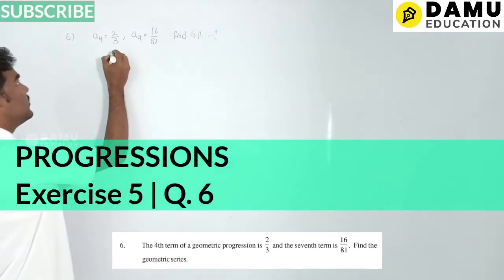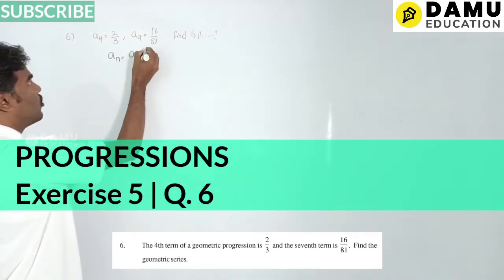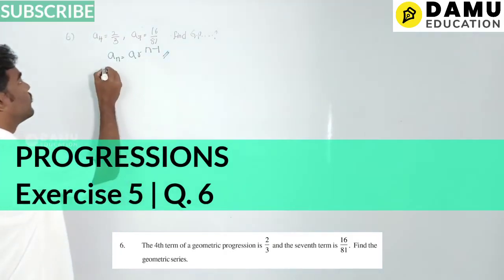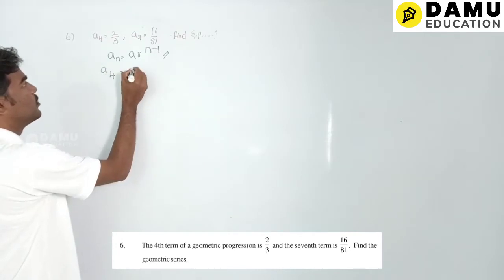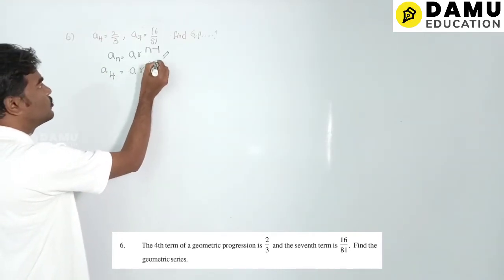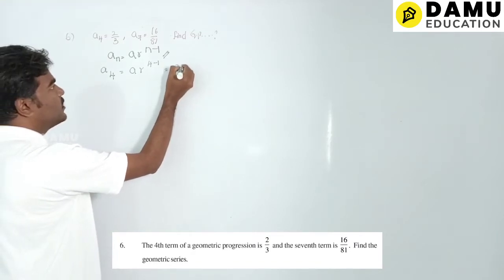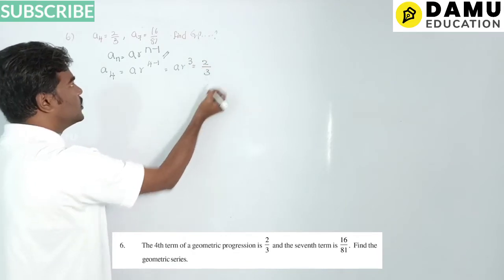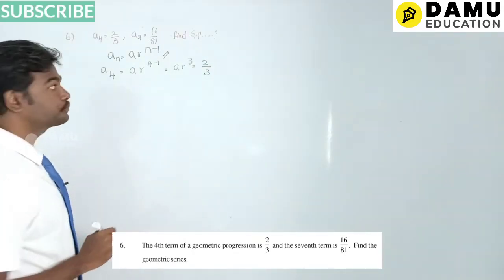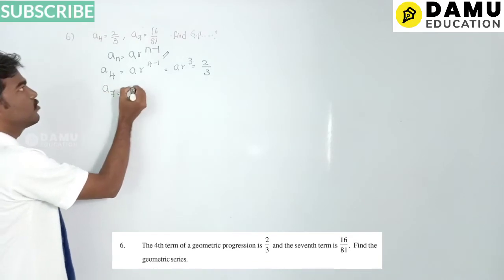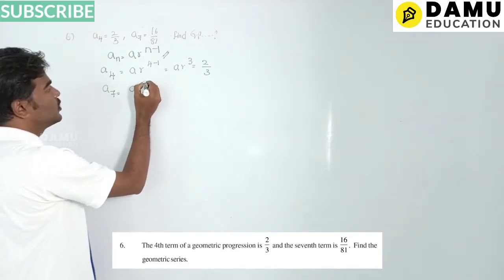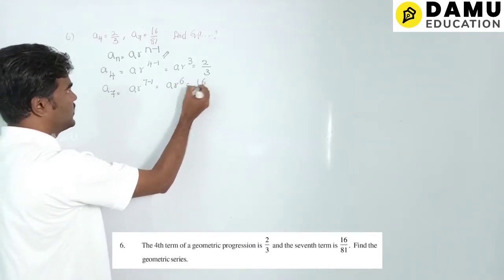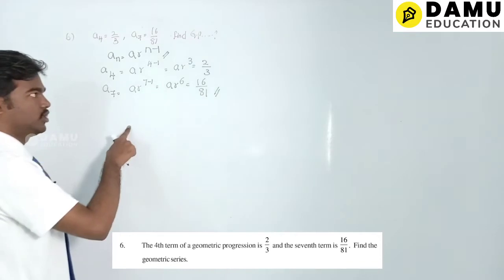So here, what is the nth term? An will be equal to a into r power n minus 1. This is the nth term formula in geometric progression. So the fourth term, a4, will be equal to a into r power 4 minus 1, that is a r cube, which equals 2 by 3. So this is the first equation. Then the seventh term will be a into r power 7 minus 1, a r power 6, which will be equal to 16 by 81.